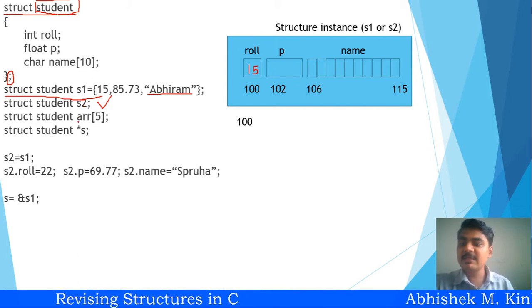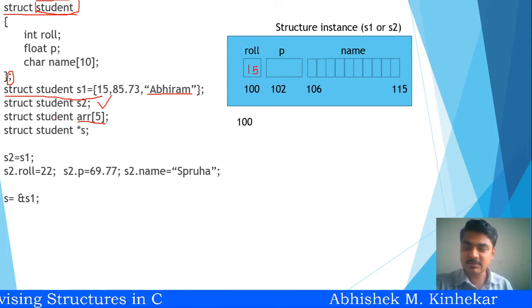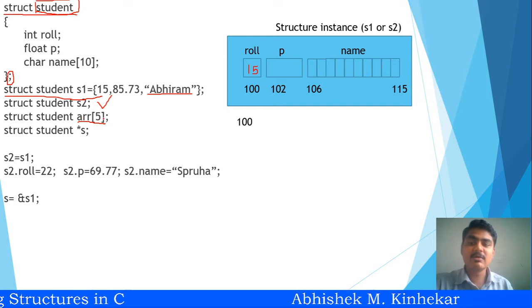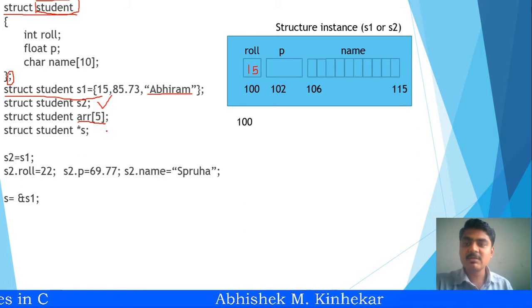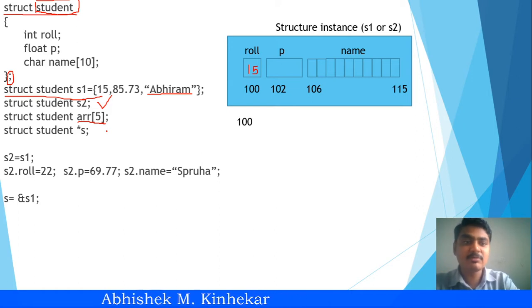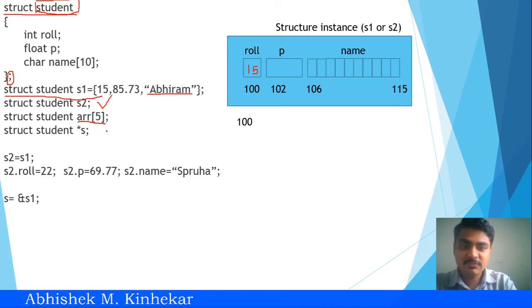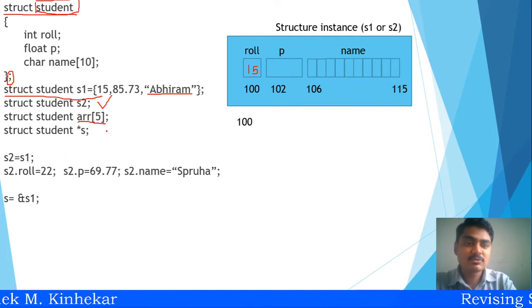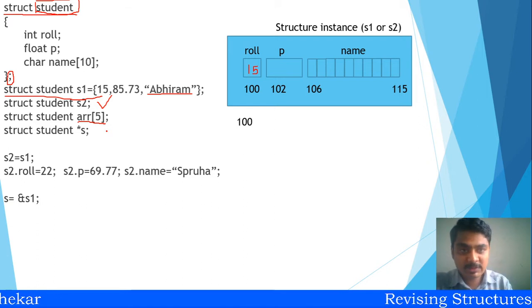Correct? We can create an array of structures also. How do you create an array of structures? You simply write struct student ARR of size 5. What does that mean? ARR of size 5 simply means it will be containing 5 instances of the structure. One structure instance contains memory from 100 to 115. Correct? So how many bytes? 2 plus 4, that is 6, plus 10, 16. So 16 bytes are allotted to one structure instance.